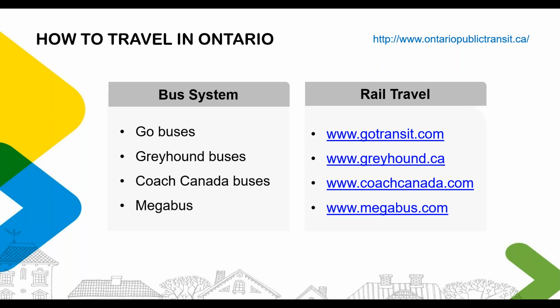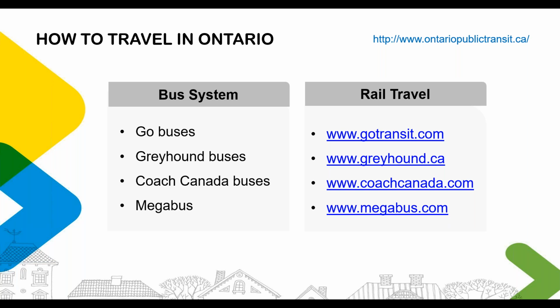So you've got GO buses, you've got the Greyhound buses, there's Coach Canada buses, and the Megabus. Go to www.gotransit.com, www.greyhound.ca, www.coachcanada.com, and www.megabus.com. Here you'll find all the information that you need on these different bus systems.